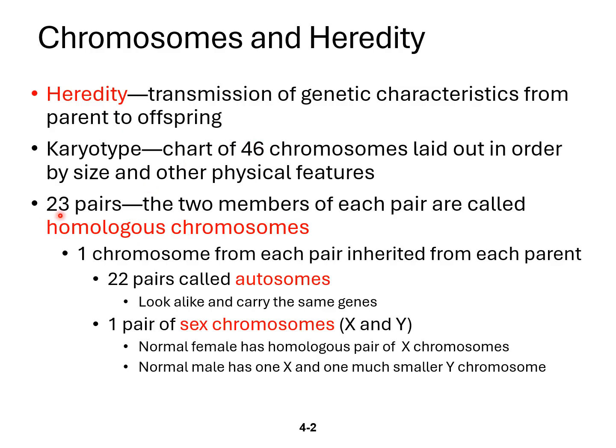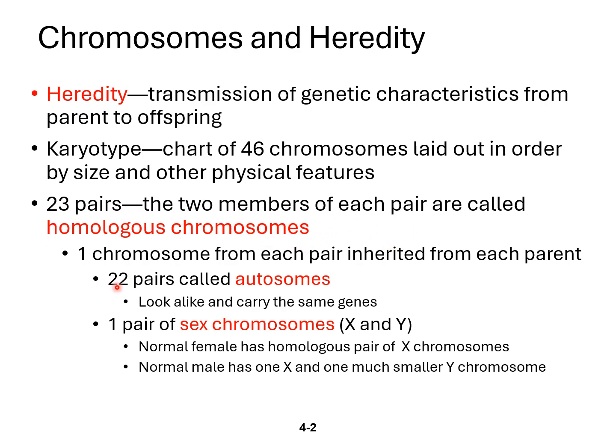Now, one thing that I mentioned in the last lecture is what it means to have 23 pairs. If you have a pair of shoes, you have 2 shoes. So you have 23 pairs of chromosomes, which means you have 46 chromosomes. And you have 2 members from each parent. They're called homologous chromosomes, so 1 from the mom, 1 from the dad.